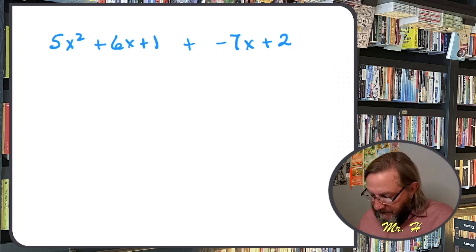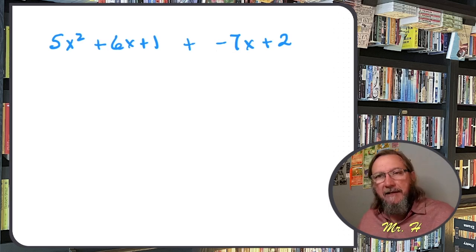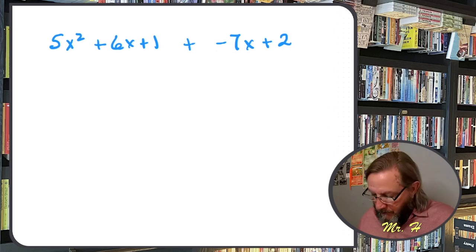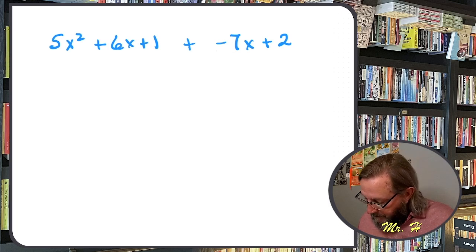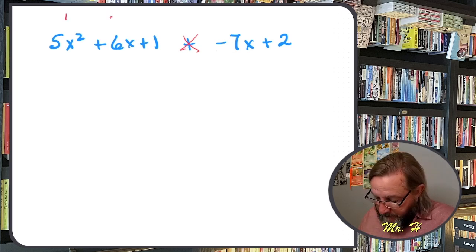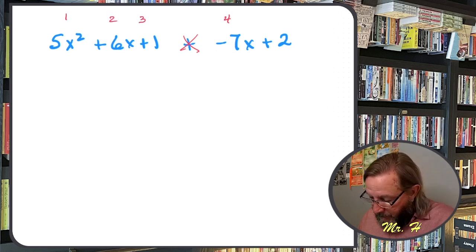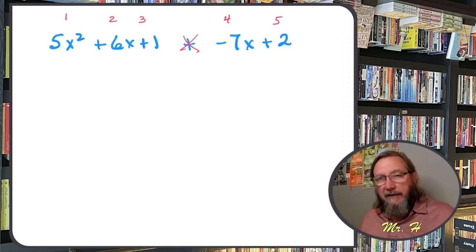So what happens here? I've got this plus and I got this minus. Well, we would read that as plus negative 7. Or you can just simply say, I don't want to pay attention to that plus sign anymore because I'm just going to look at the negative 7. So now I've got 1, 2, 3, 4, 5 terms, and I need to put them together by like terms.